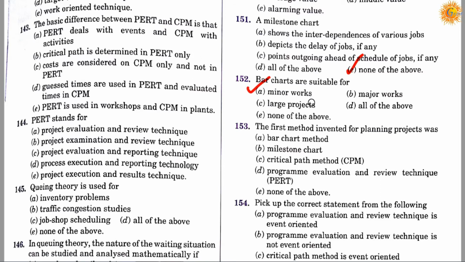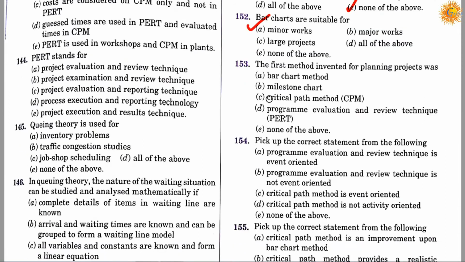Question number 153. The first method invented for planning projects was option A, bar chart method, option B, milestone chart, option C, critical path method CPM, option D, program evaluation and review technique PERT, and option E is none of the above. Correct answer is A. The first method invented for planning projects was the bar chart method.